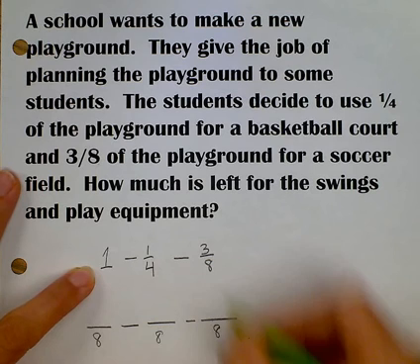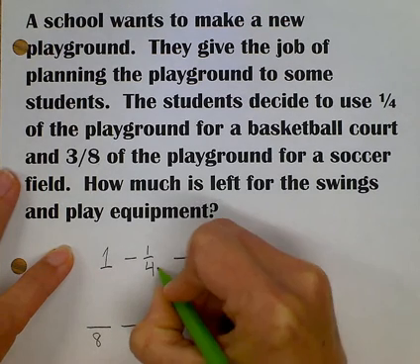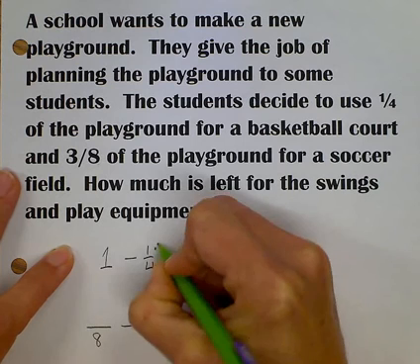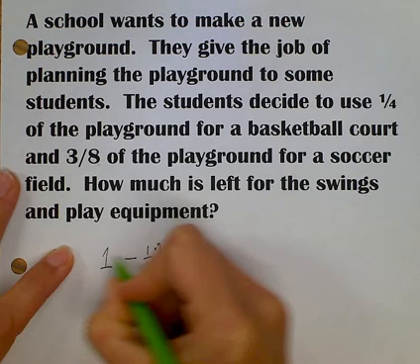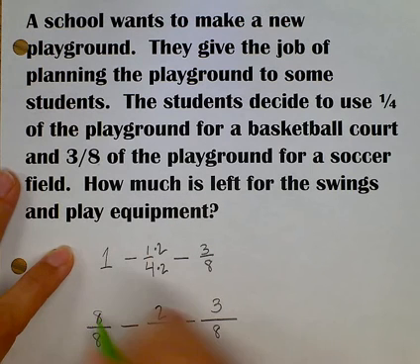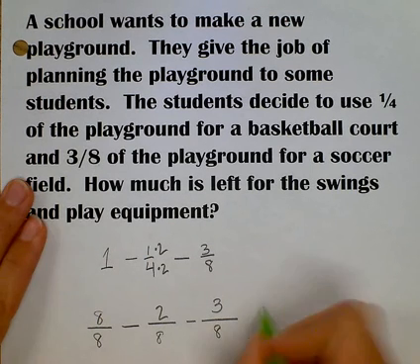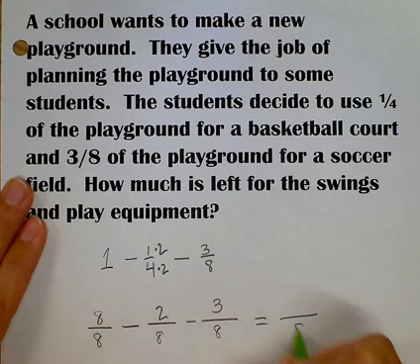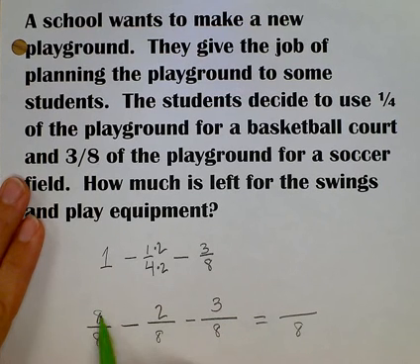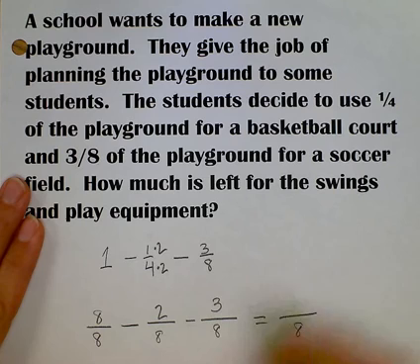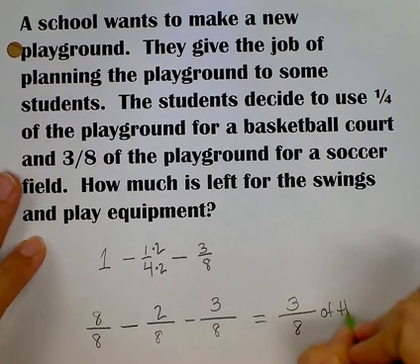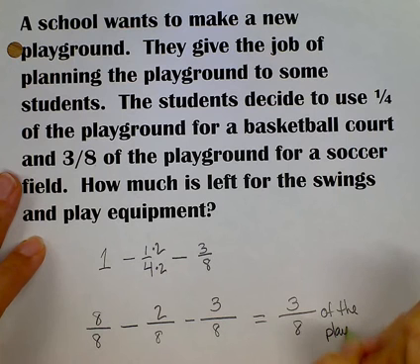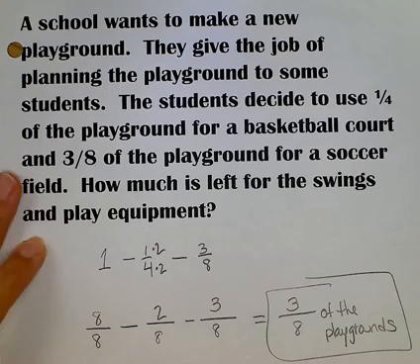Okay, and 4 and 8 both fit into 8, so we're going to have our denominator be 8. This one already has a 3. 4 times 2 gives us 8, and 1 times 2 is 2, so that's that one. And then over here, 1 whole would be the same as 8/8. Now that we have a common denominator, our denominator is 8, and we're going to do 8 minus 2 is 6, minus 3 is 3. So the answer is 3/8 of the playground. That's how much would be left for the swings and play equipment.